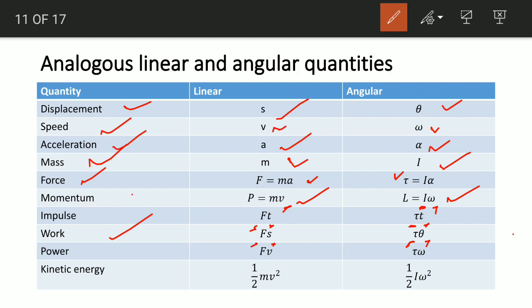Power in linear motion is force times velocity. But in angular motion, force is torque, and velocity is angular velocity. Kinetic energy is half mv squared, but we also have rotational kinetic energy, which is half I omega squared. So that is the comparison between angular quantities of rotational motion and linear quantities of translational motion.